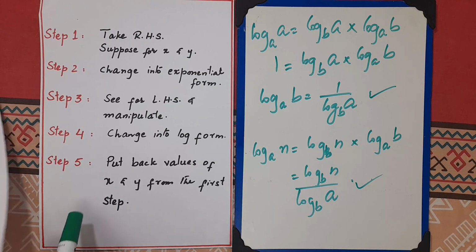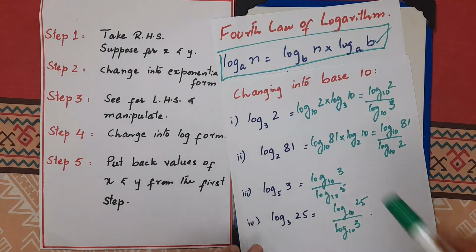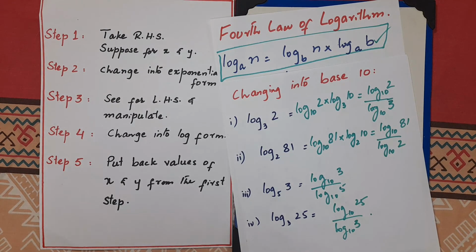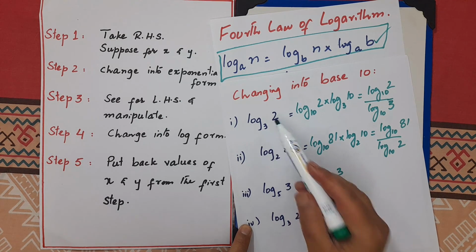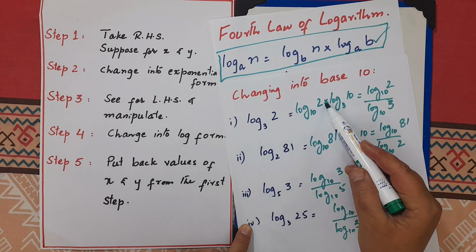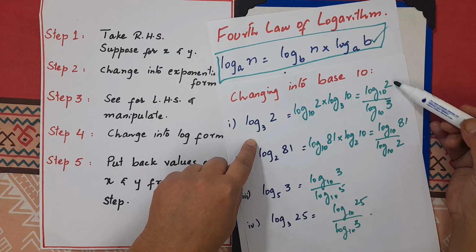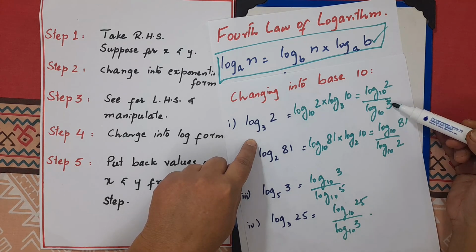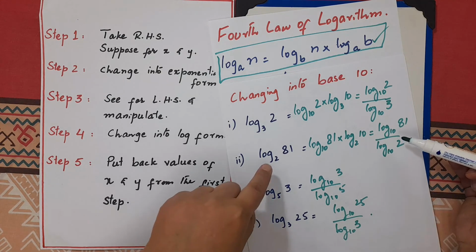Now we are going to use this fourth law, and we will see how to change into base 10. This is the application of the fourth law of logarithm, and in mathematics we are going to come across it again and again. So we are going to see how to get it converted. This was log to the base 3 of 2. It would be log to the base 10 of 2 into log to the base 3 of 10, or log to the base 10 of 2 divided by log to the base 10 of 3. Similarly, for the rest of the examples, you can see how we are going to convert them.